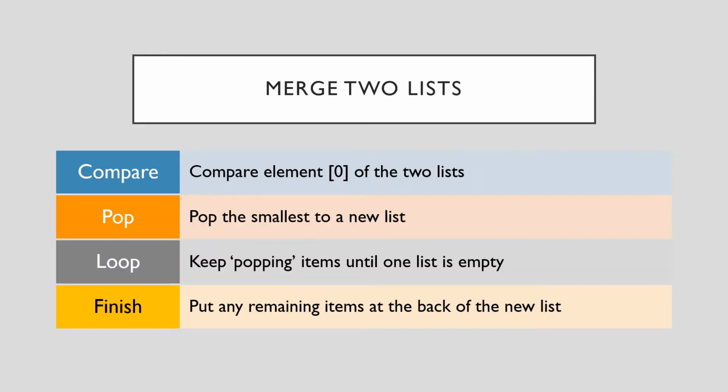So the way to do this is to compare the first element of each list and pop whichever one is smallest into a new list. We can keep doing this, looking at the front element of each list and popping whichever one's smaller until at least one of the lists is completely empty. We may have some items left in the remaining list and we can put all of those in at the end of our new longer list. This is how we do the merge function.